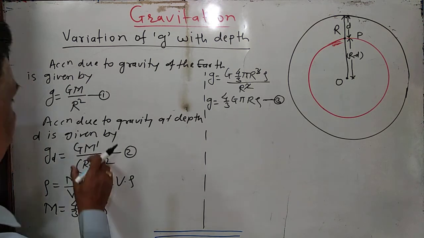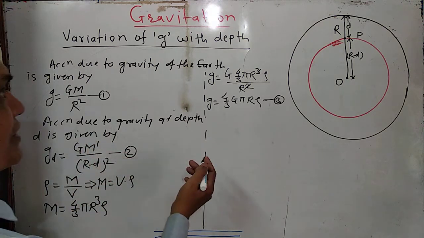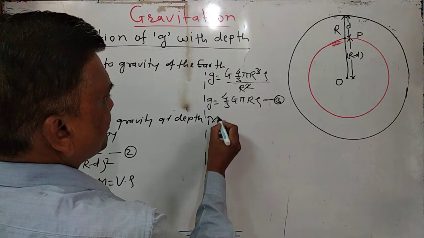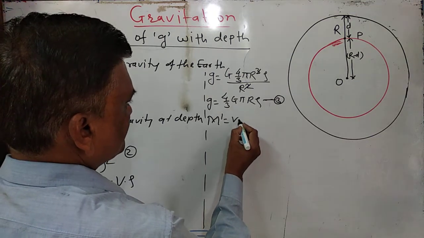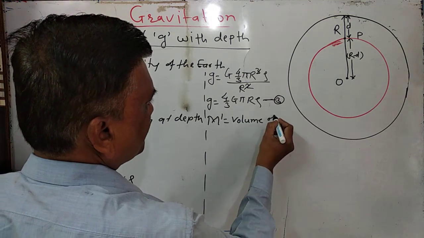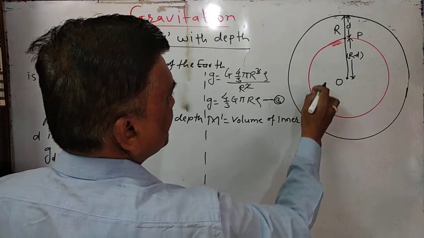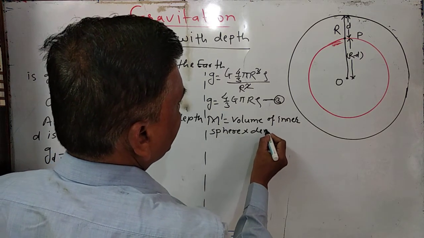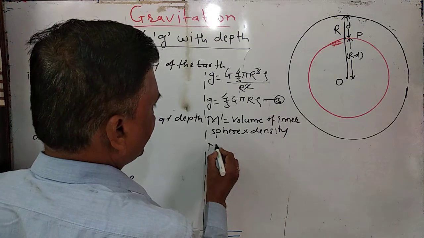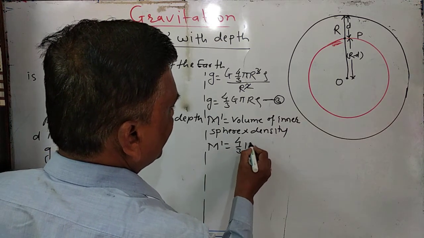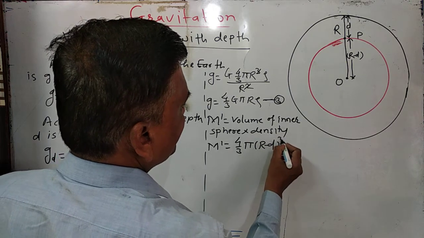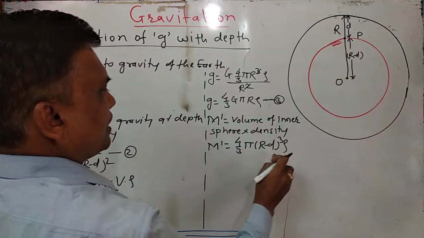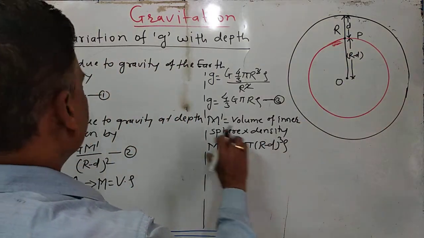Now again we will find out m dash. M dash is the mass of this spherical shell, the red shell. So m dash equals the volume of the inner sphere times density. We know the Earth's density is rho. Therefore m dash equals 4/3 pi (R minus d) cubed times rho. The radius of this sphere is R minus d. This is the mass m dash.